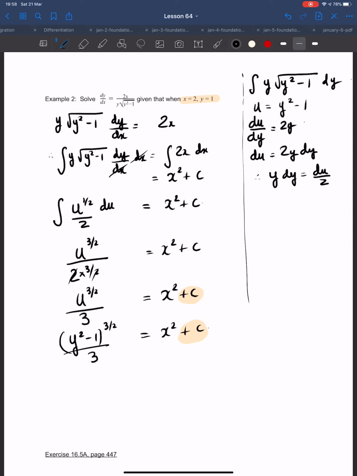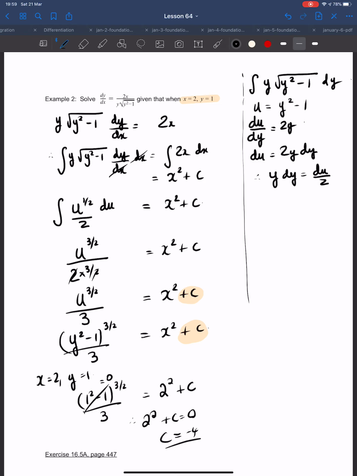So we've got to substitute x is 2, y is 1. On the left we've got 1 squared minus 1 to the 3 over 2 over 3, and x squared is 2 squared plus c. Well look, this 1 squared minus 1 makes everything on that side equal 0. So therefore 2 squared plus c equals 0, so c is minus 4. So finally, we can put the c back in, and we have y squared minus 1 to the 3 over 2 over 3 equals x squared minus 4.